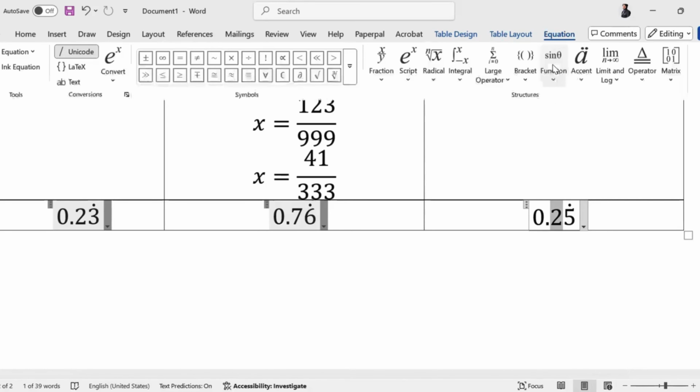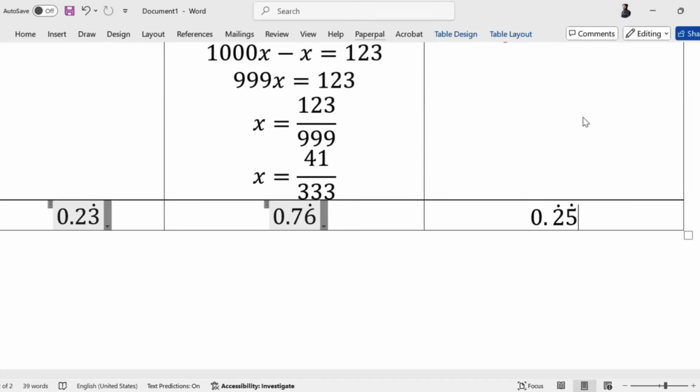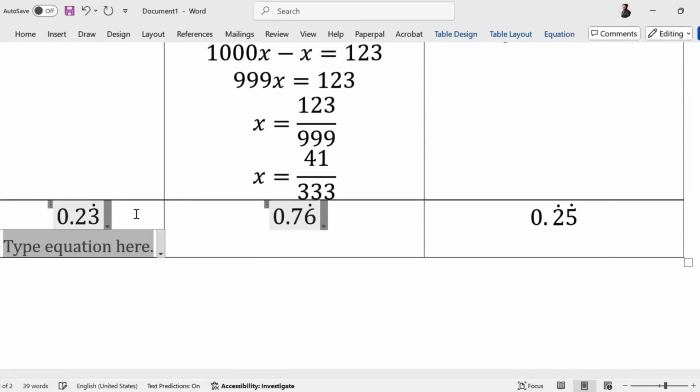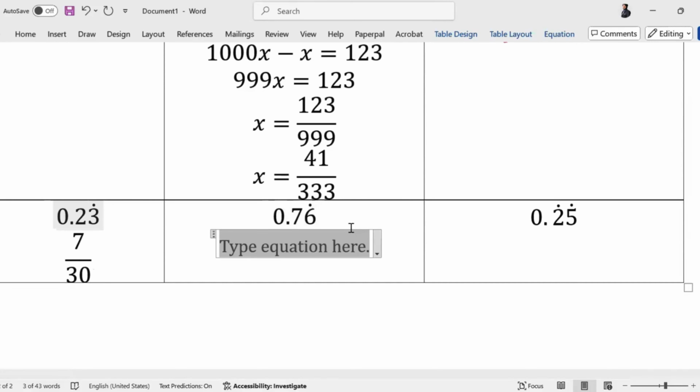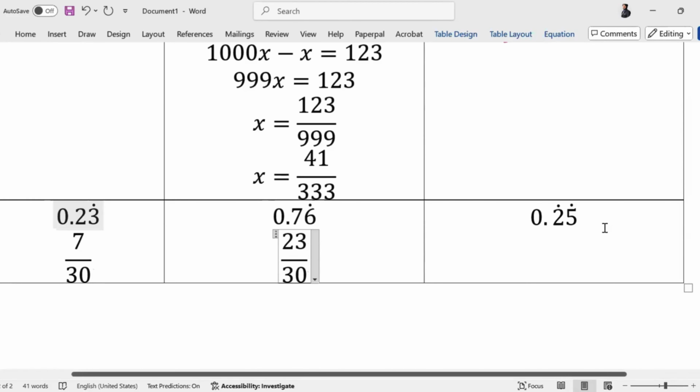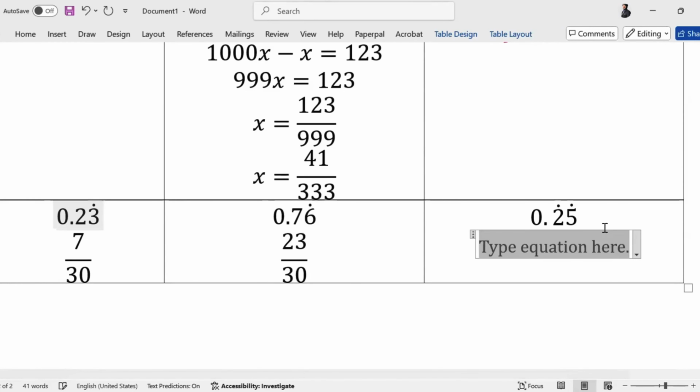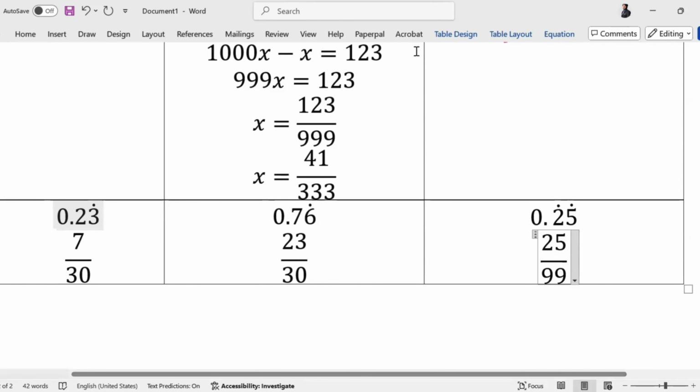Okay, class. Give this a go. So this is 7 over. What about this one? Good. And what about this one? Well done. Clear है?